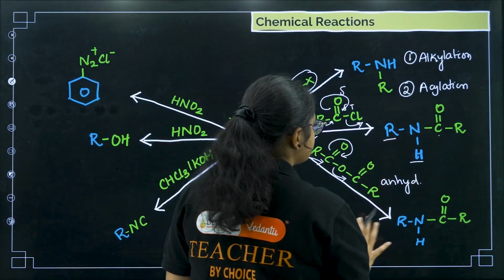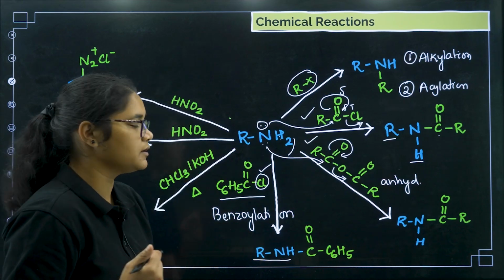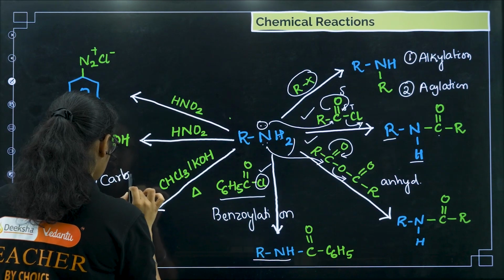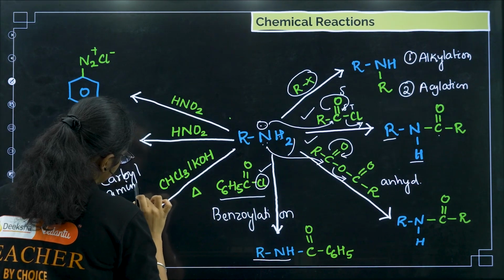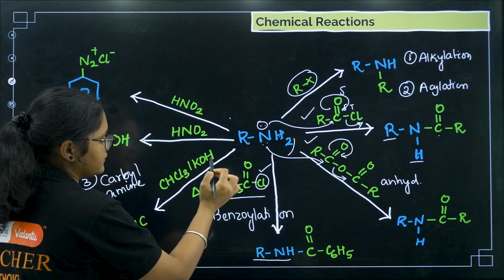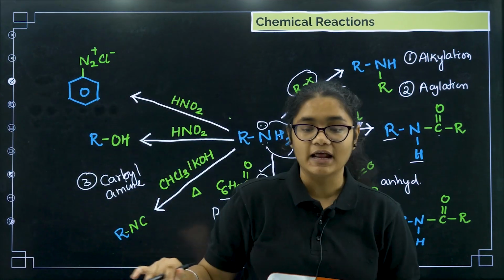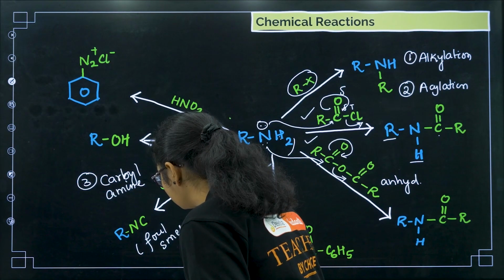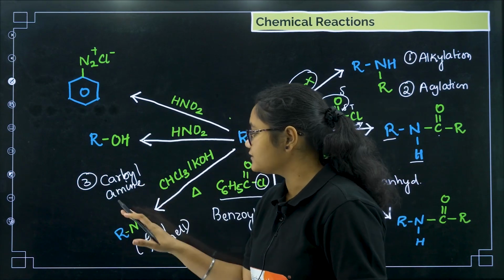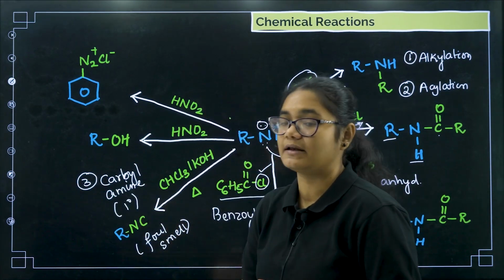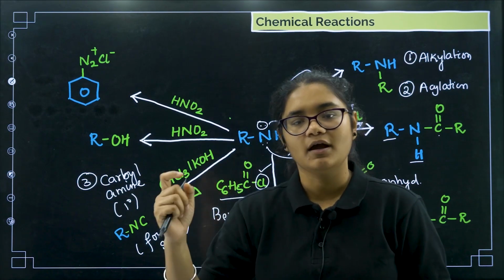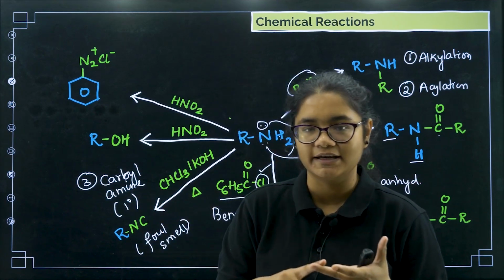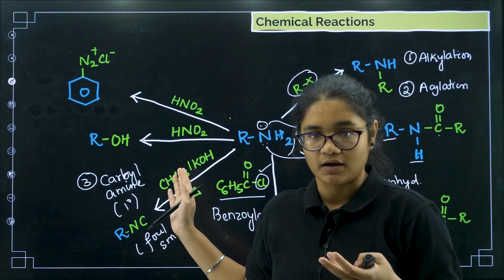So this is done, alkylation and acylation. After alkylation and acylation, the third one was the reaction with isocyanide, or you can say the carbylamine reaction. In the carbylamine reaction we have CHCl3, KOH and heating. If you treat with this, we get isocyanides, and these isocyanides have a foul smell. This carbylamine reaction is only for primary amines and it can be used as a test for primary amines. So done. First is basicity, done. Then we have done alkylation, acylation. Then we have discussed the carbylamine reaction.